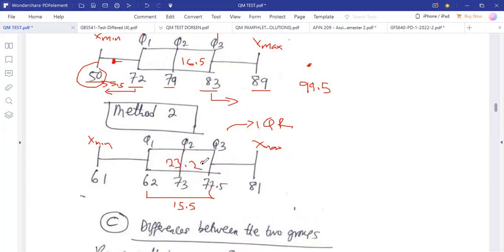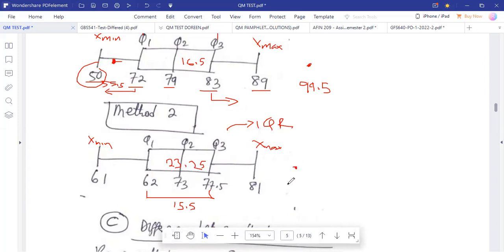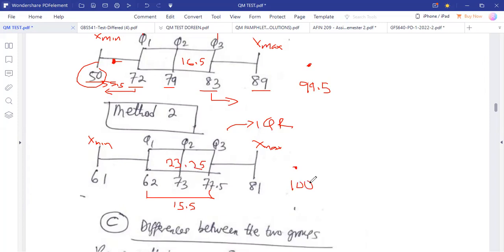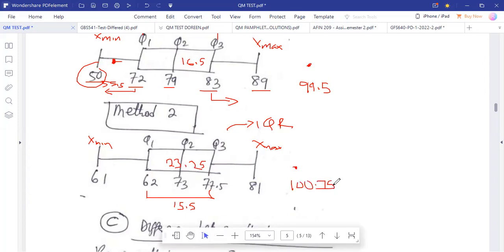What do we do for the upper fence? We add to get 100.75. For the lower fence, what do we do? We subtract: 62 minus 23.25 to get 38.75.